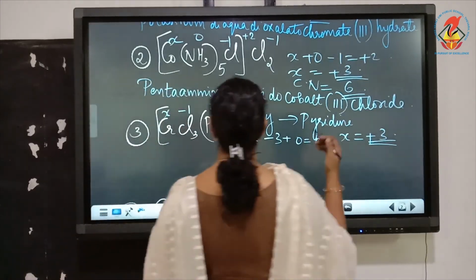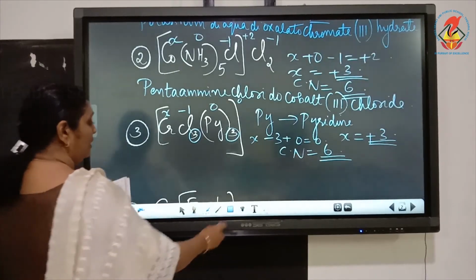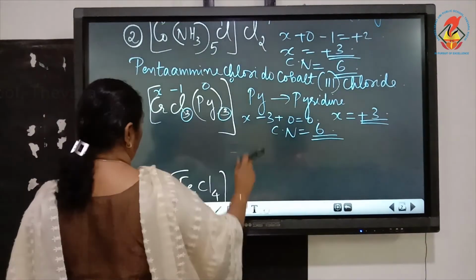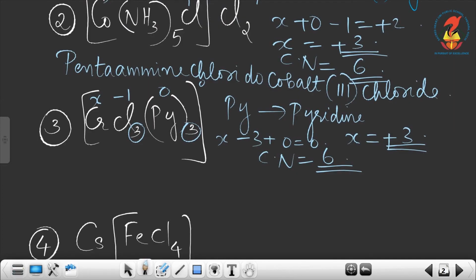Now let's find the coordination number. What is the coordination number? Total number of ligands. Chlorine we have 3, pyridine also 3. So 3 plus 3 is equal to 6. Now let's write the IUPAC name of the compound. We have chlorido and pyridine. So C will come first, and I am going to write the IUPAC name.